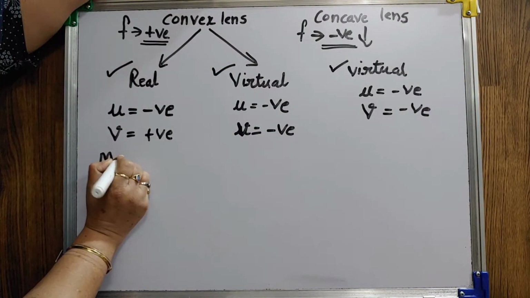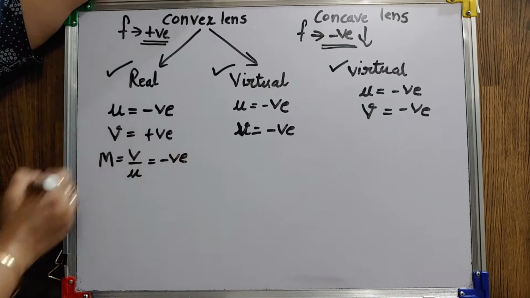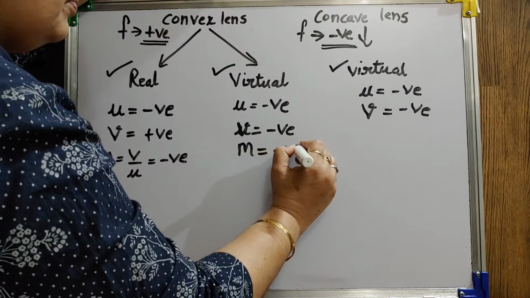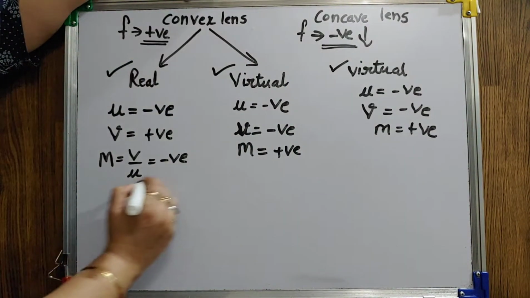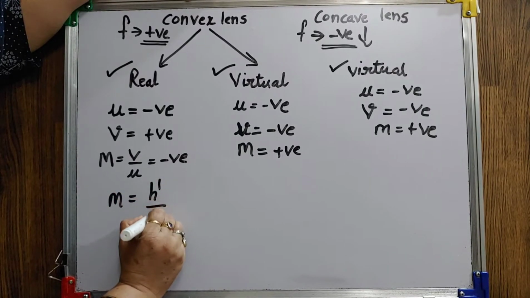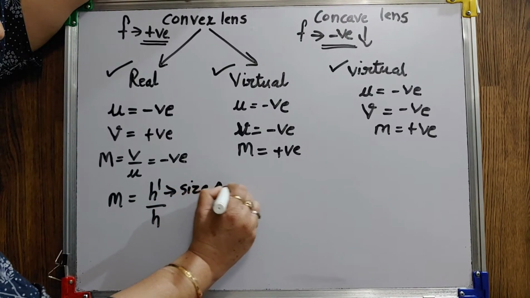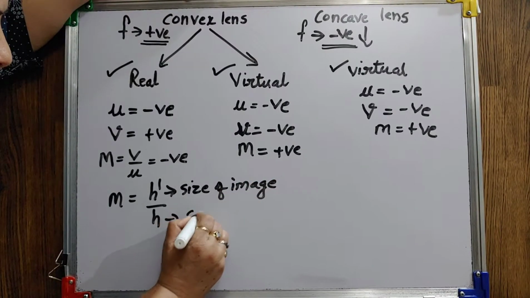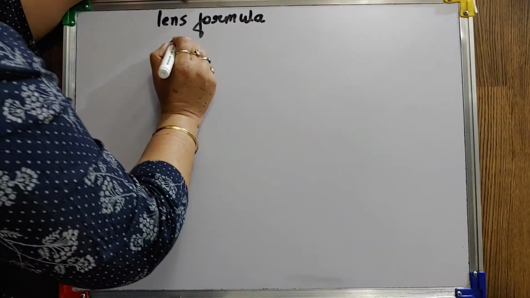Then we have done magnification. It is negative for a real image, but here magnification is positive. Now another formula of magnification we have done, h dash upon h, where h dash is the size or height of the image, and h is the size or height of the object.